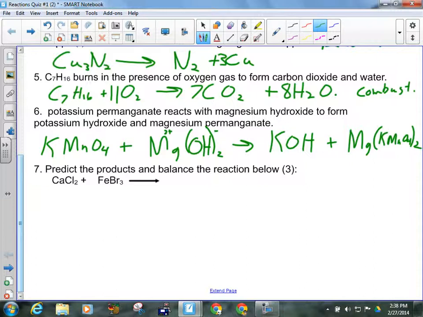Double replacement, right. Okay, 1 mark for double replacement. Then we've got to balance this whole thing.